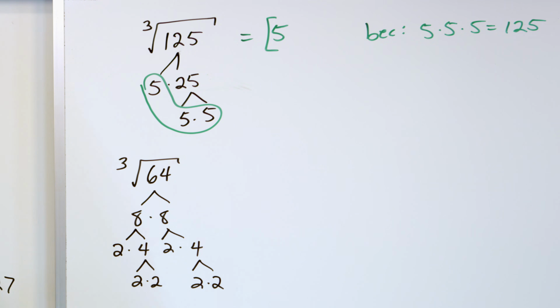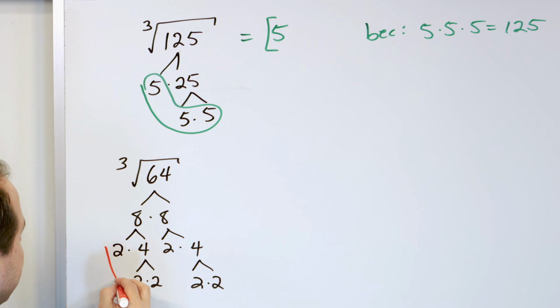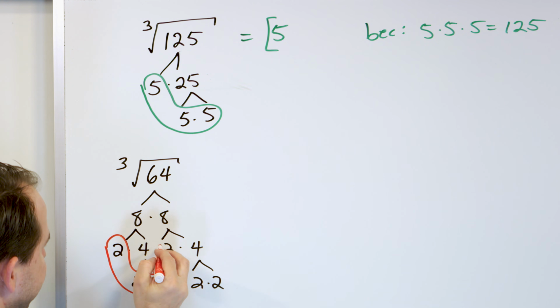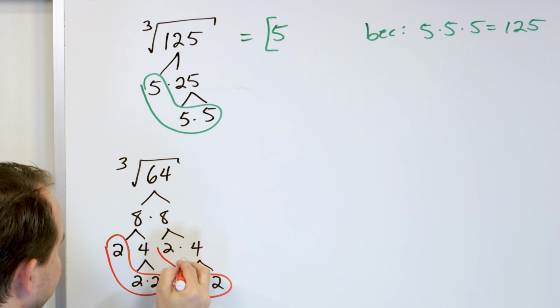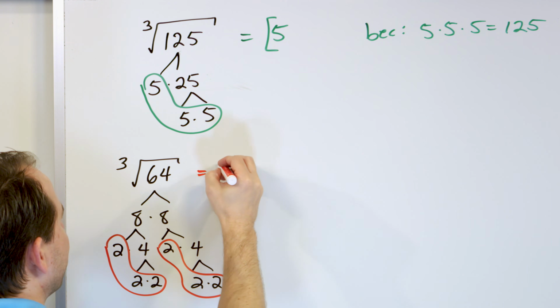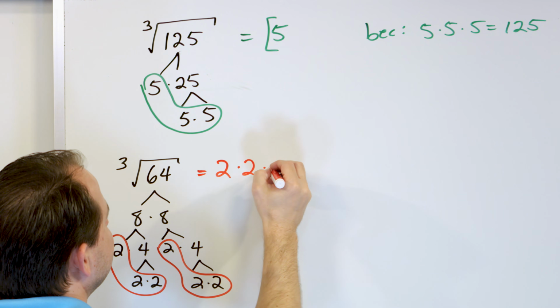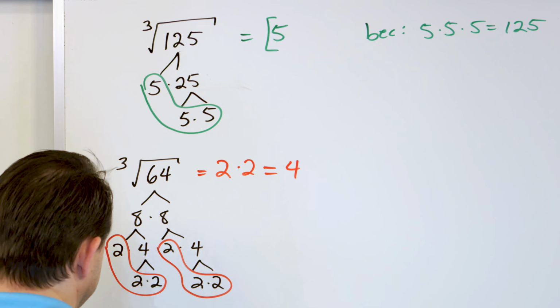And again, I'm looking for triplets, not doubles. I'm looking for triplets because it's a cube root. So this is a triplet. And don't forget everything in the bottom of your tree. This 2 is also in the bottom of your tree. That is another triplet. This guy gets pulled out, but it only counts one time because it's a cube root. So every 3 of these you count at once. Same thing here. So 2 times 2, the answer is 4.